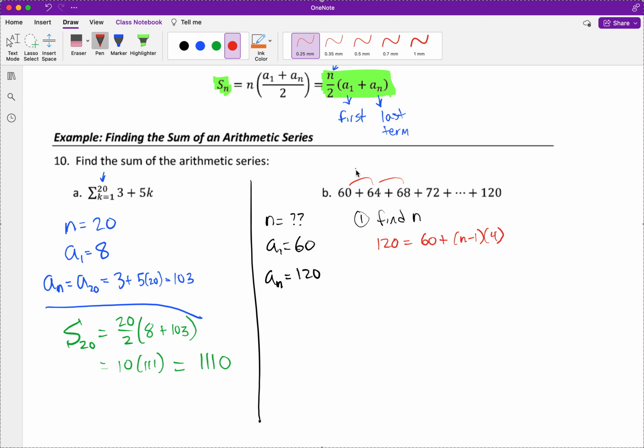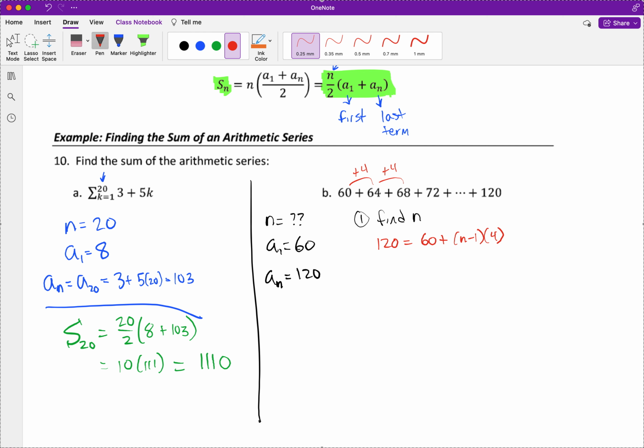And I did a couple things in here. First, I noticed that I'm going up by 4. That's my pattern. That's my D value. And I just did the AN equals A1, 60, plus N minus 1 times D, the common difference, which is 4. And I can now backtrack and figure out what N is.